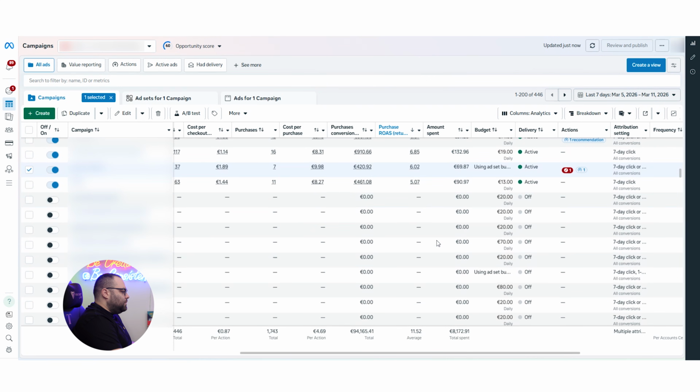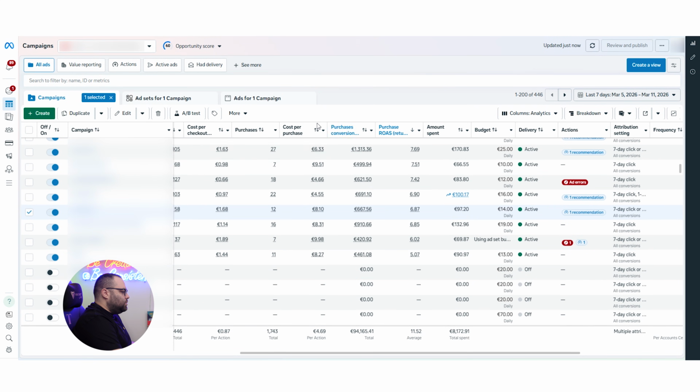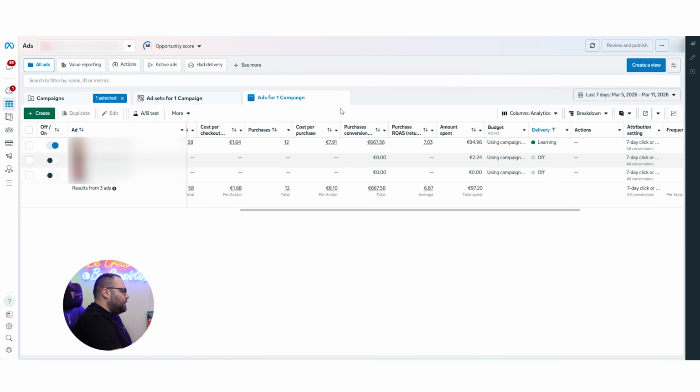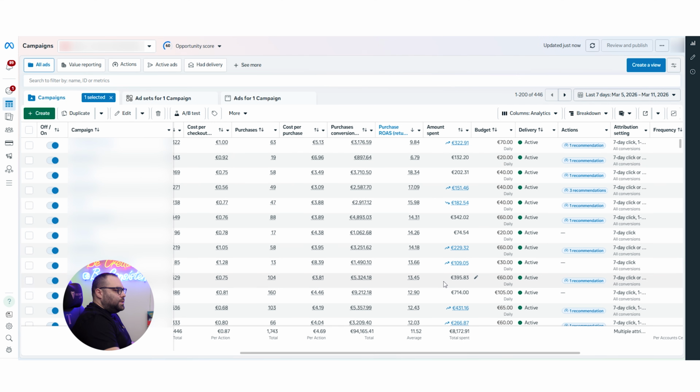Let's check another one. Let's go to this one, for example. Okay, this one is only one. Anyway, so you understand the concept of which ones are more risky to scale and which ones are not. The case is that they have multiple ads and the dominant, for example, is doing okay, but the others are not. Maybe you should optimize on the ad level.